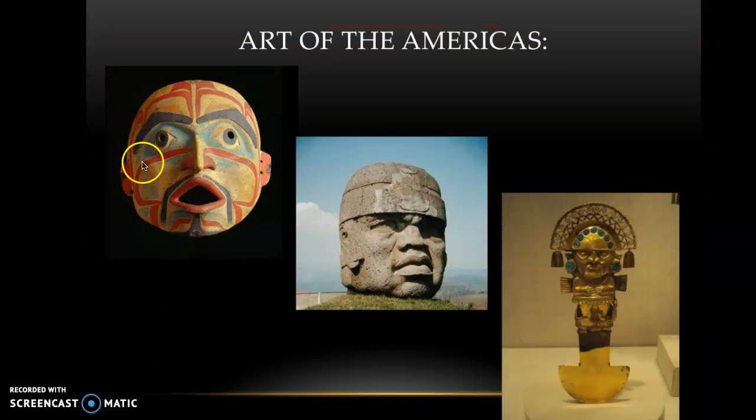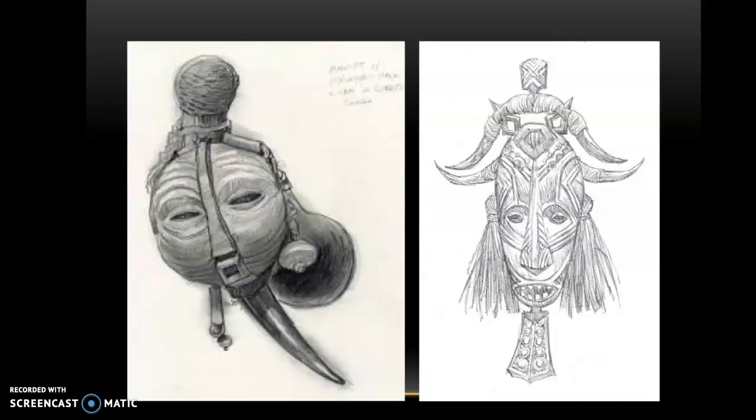This is a beautiful mask from the Pacific Northwest. A beautiful stone, huge stone, monolith head of the Olmec people in Central America. And from South America, a beautiful Peruvian spoon, gold and turquoise. So we have North America, Central America, and South America. Just a couple tastes of aesthetics from these regions.